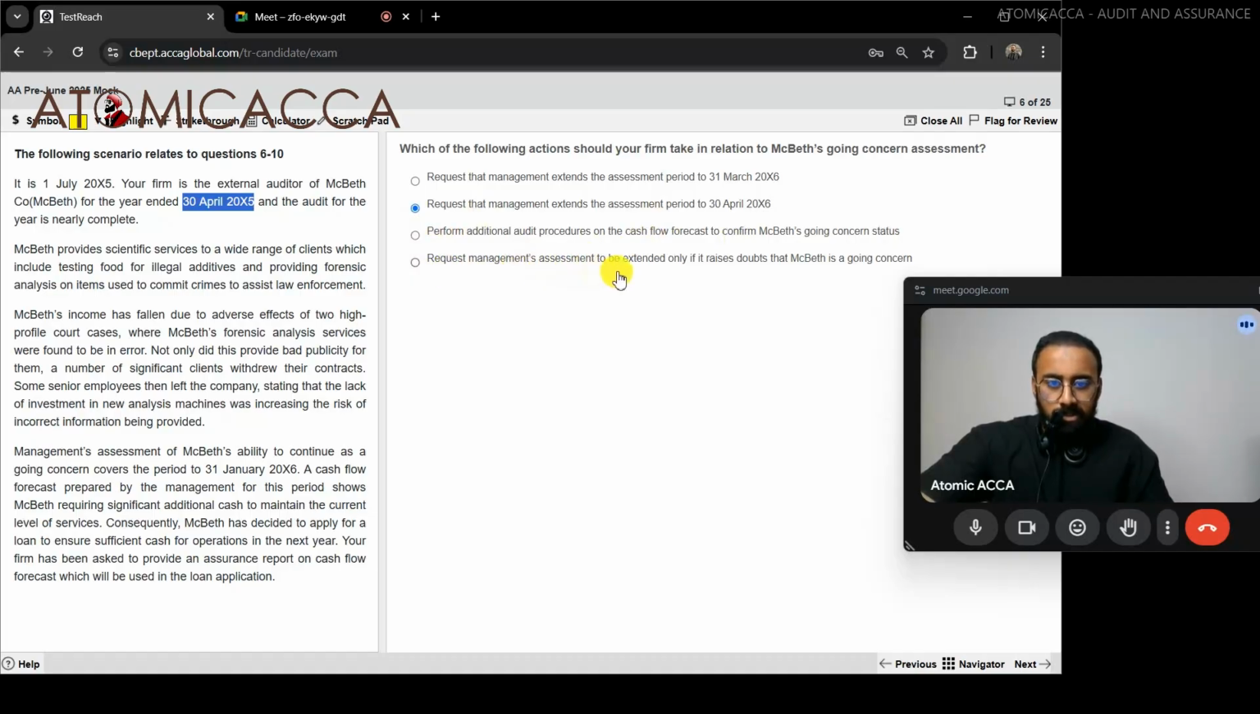Request management's assessment to be extended only if it raises doubts that Macbeth is a going concern. No, management's assessment should be extended anyway to 30th April X6, regardless of any more doubts. Concerns are already there, that going concern issues are there, so you have to definitely do it. So since only one option is possible, option B is the answer. Cool.